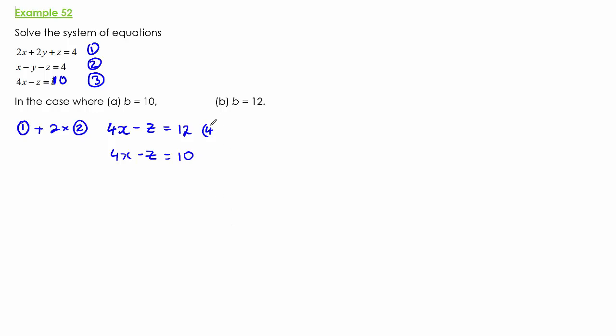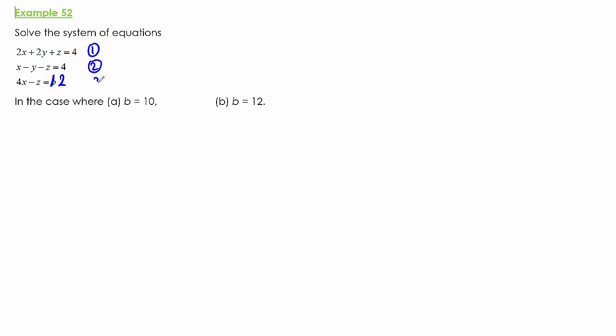Now if we call these equations 4 and 5, we can see that they're inconsistent. We have the same left-hand side, but a different right-hand side. And that tells us that there will be no solutions to this system of equations in the case where b is equal to 10. Now in part b, b is equal to 12.